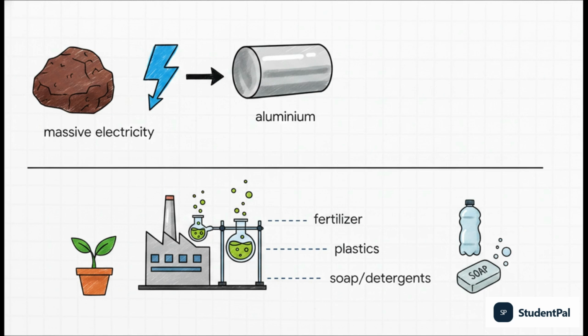Then we have the chemical industries. This sector is fast-growing and diversifying all over India, producing everything from the sulfuric acid used in your agricultural fertilizers to the basic chemicals needed for things like plastics, synthetic fibers, and even soaps.